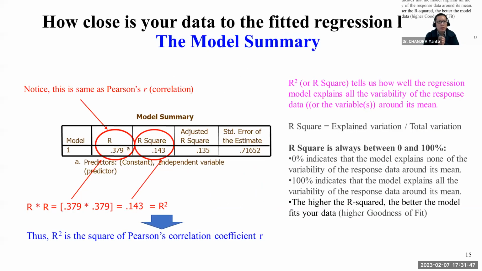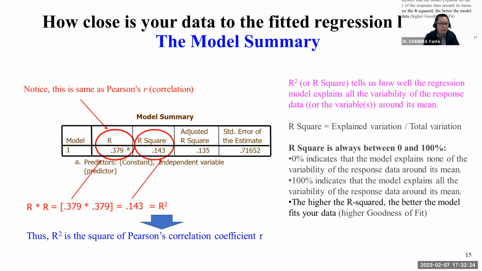So how close is your data to the fitted regression line? And we know this from your model summary. The model summary is provided in statistical packages such as SPSS or R. What is the model summary? It's just an overall summary. When you do the regression, the first thing that you want to know is, overall, among all of these independent variables that you are testing, how much can they explain the variation of your dependent variable?